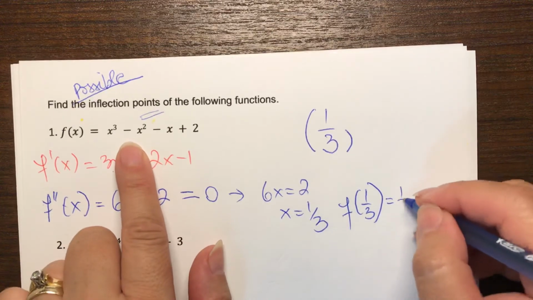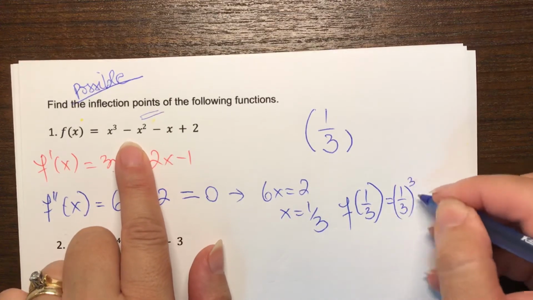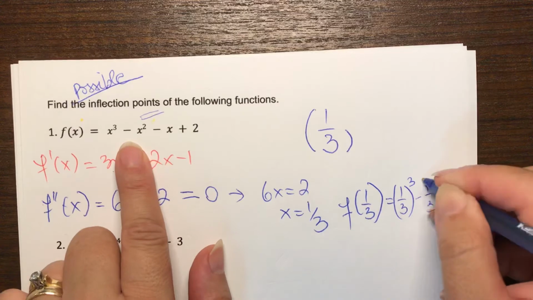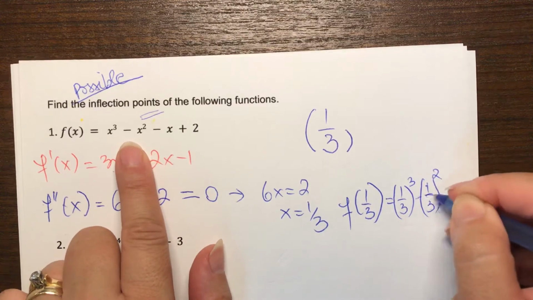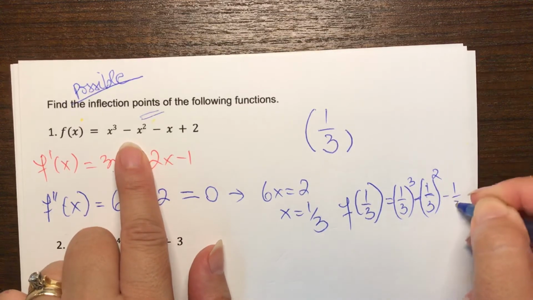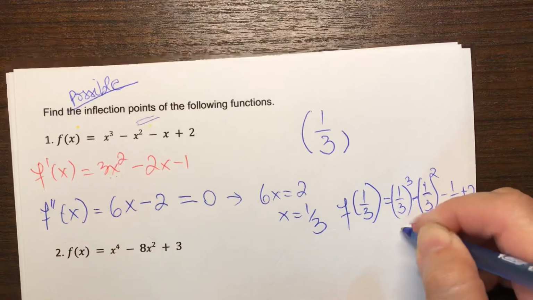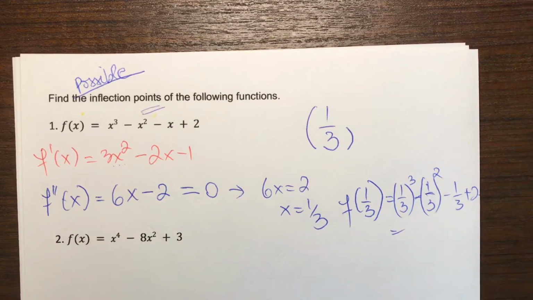function. So you'll need 1/3 cubed minus 1/3 squared minus 1/3 and then plus 2. So I already did the math on this somewhere.